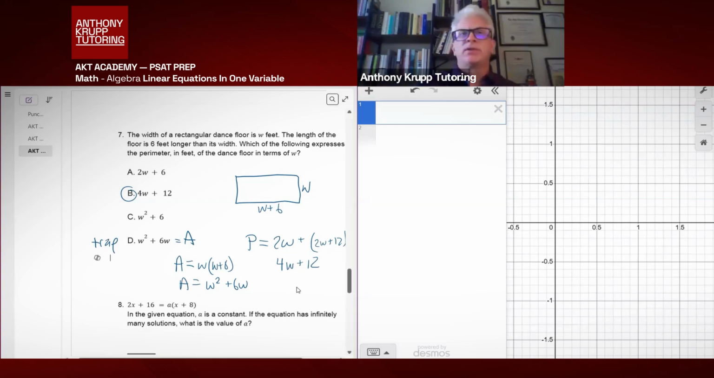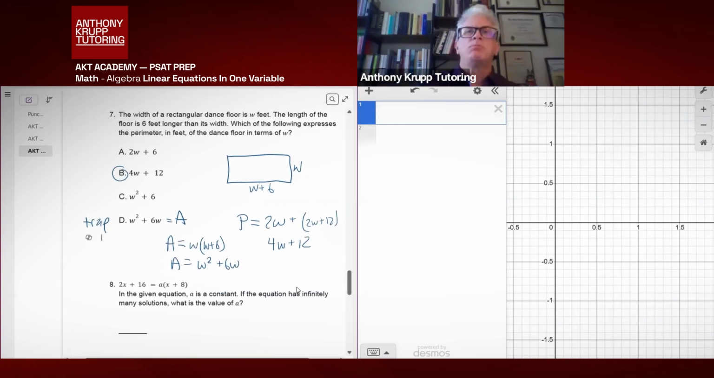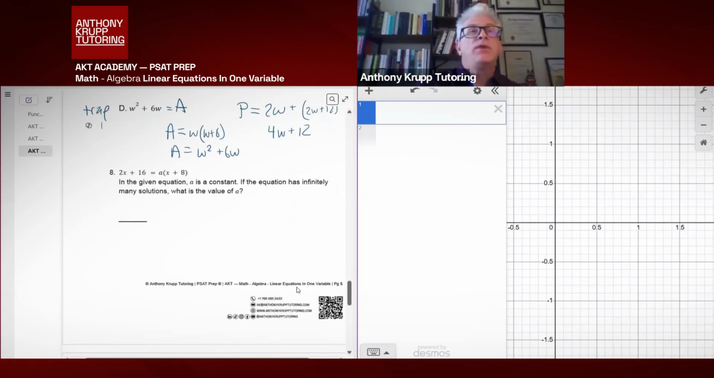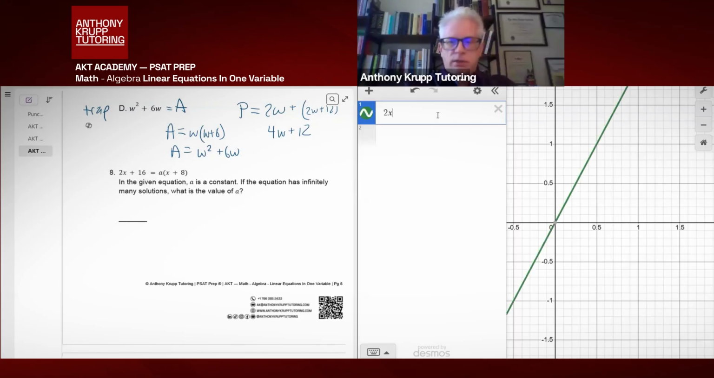Notice we didn't need Desmos for this. This is just a word problem, just some geometry. Just do it. All right, moving on. This one's fun. What's the value of A if the equation has infinitely many solutions? There is, of course, a pretty easy way to do this on paper, but let's just say that you're not feeling it.